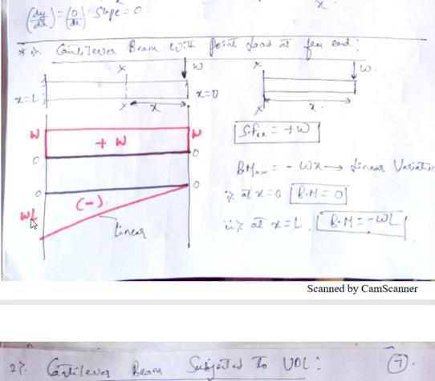Now look at the graph, how we are plotting. Initially we are plotting a horizontal line which represents 0 bending moment. If I consider any point on this line, then the value will be 0. If I move above this line, then it will be positive bending moment. If I move below this 0 bending moment line, then it will be negative bending moment.